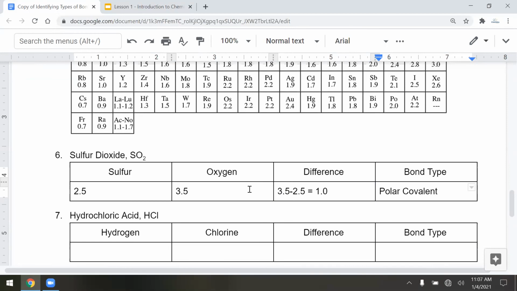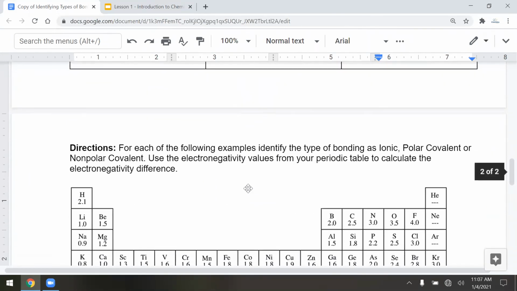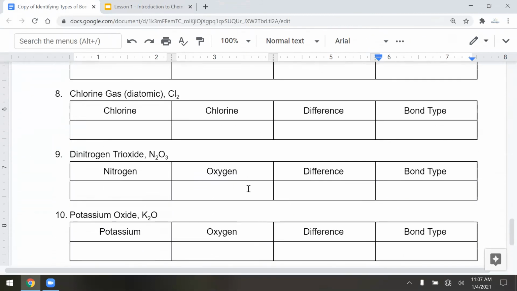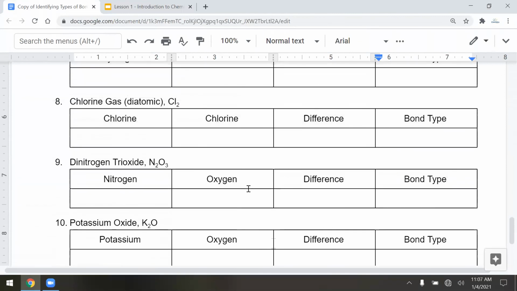So please finish on the first page, numbers 2, 3, 4, and 5, and then on our second page, numbers 7, 8, 9, 10, and 11. Be careful, there is at least one instance where the electronegativity difference might trip you up, so just look out for that.